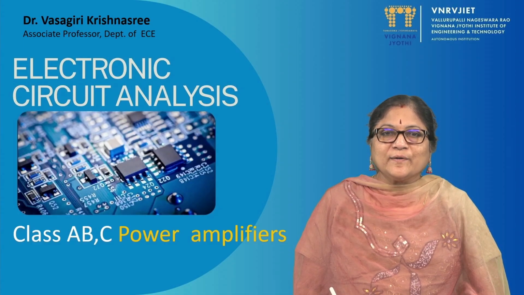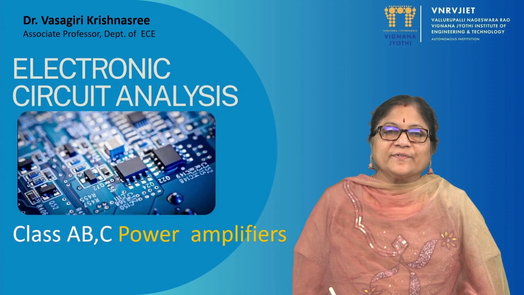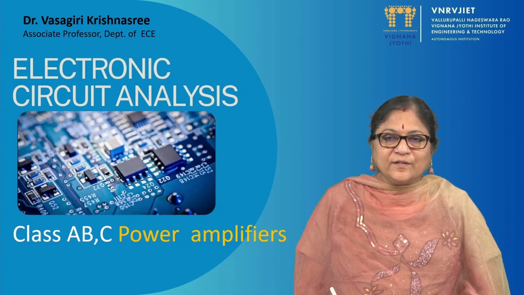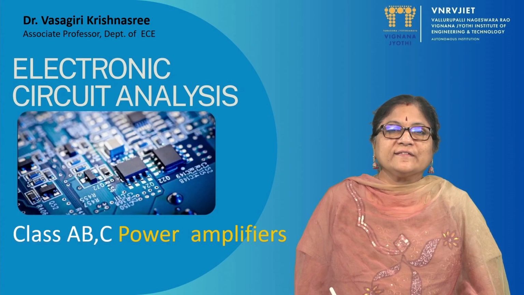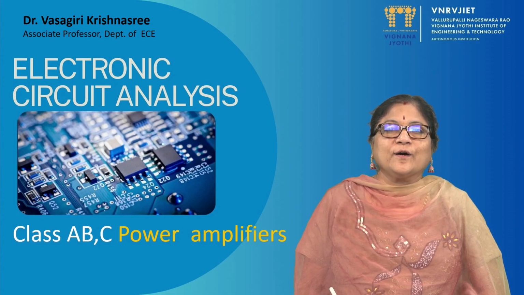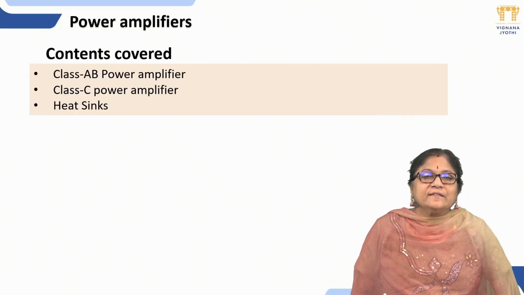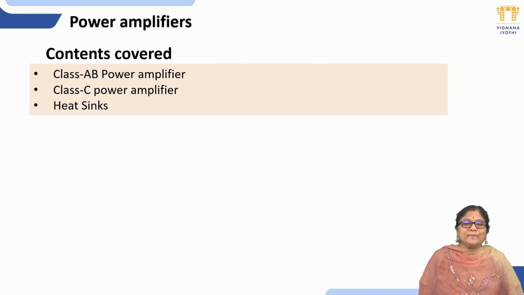Today I would like to explain about Class AB, Class C power amplifiers. In the previous videos, I have covered the introduction of power amplifiers, the working of Class A, Class B and the comparisons, their working and derivations of conversion efficiency in all these cases. Now I would like to explain about Class AB power amplifiers, Class C power amplifiers and the necessary supporting components in power amplifiers. Today the contents covered are Class AB power amplifier, Class C power amplifier and the heat sinks required for the power amplifiers.